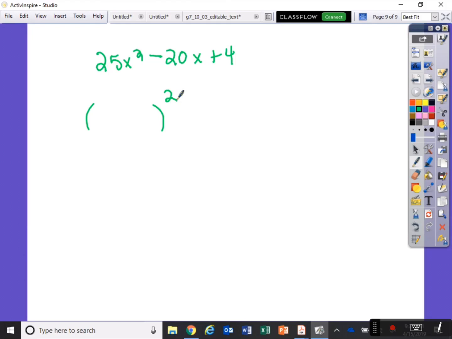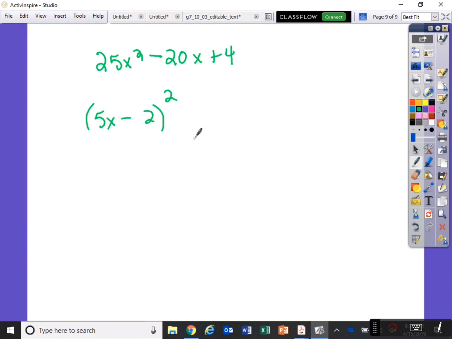What goes in the first spot? 5x. What goes in the second spot? 2. What's the middle sign? Minus. Very good. That's minus, because we take the middle sign. What did you say, negative? Said plus. I was trying to give you a chance.